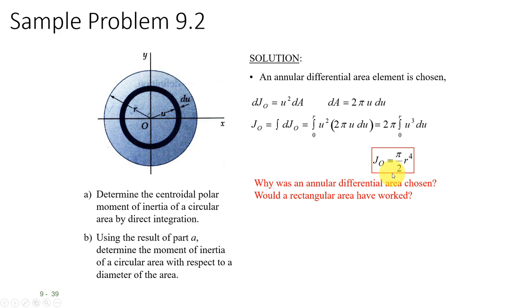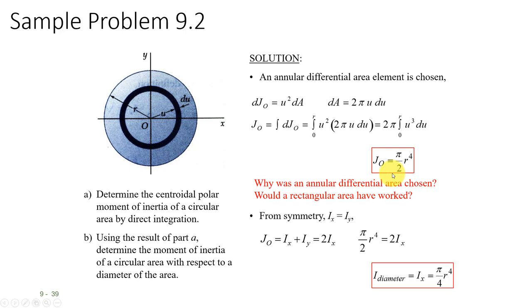It's symmetrical. And so if we want to get Ix and Iy, we know that these two are the same, and we can get that just straight from our polar moment. So we just divide this by 2, and we have Ix and Iy. So with one fell swoop, we have the polar moment, Ix and Iy for this.